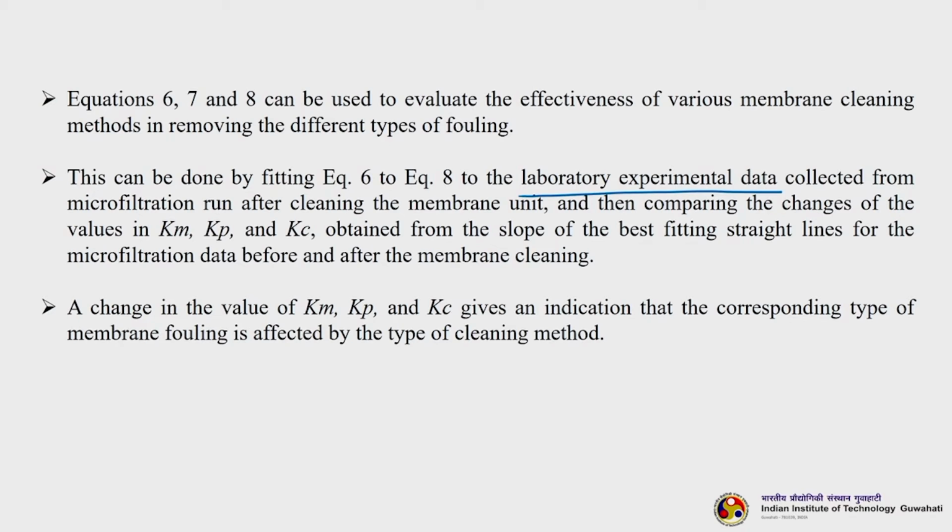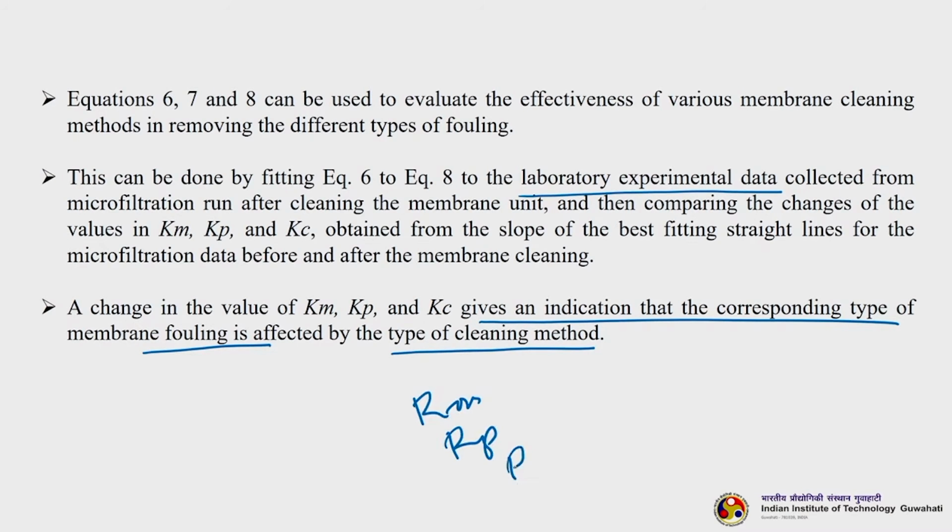So, a change in the value of Km, Kp, Kc gives an indication of the corresponding type of membrane fouling, whether Rm is dominating, whether Rp is dominating or whether Rc is dominating. Now, this can be found out from the values of Km, Kp and Kc.